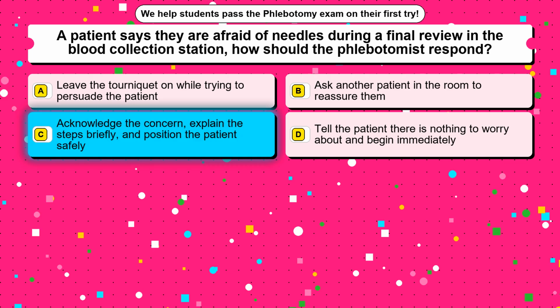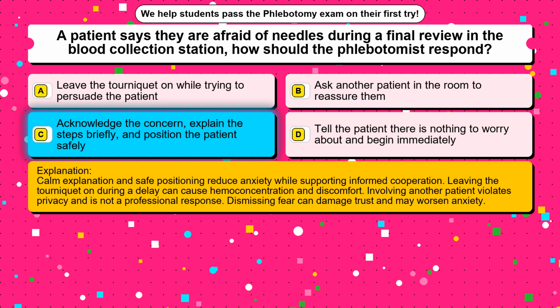The correct answer is option C. Acknowledge the concern, explain the steps briefly, and position the patient safely. Calm explanation and safe positioning reduce anxiety while supporting informed cooperation. Leaving the tourniquet on during a delay can cause hemoconcentration and discomfort. Involving another patient violates privacy and is not a professional response. Dismissing fear can damage trust and may worsen anxiety.